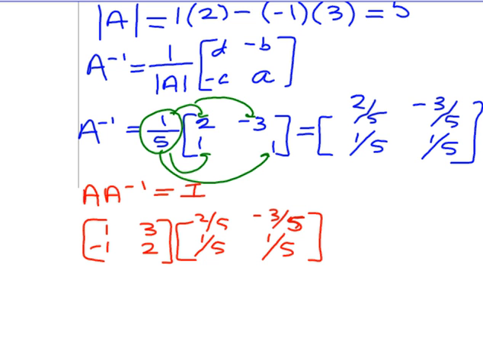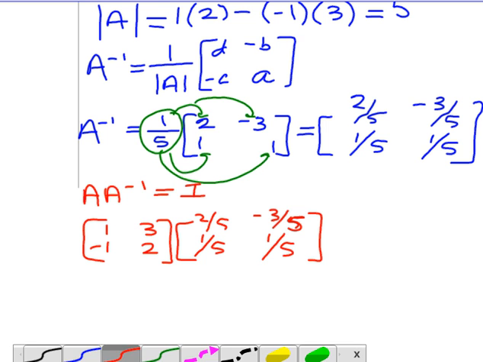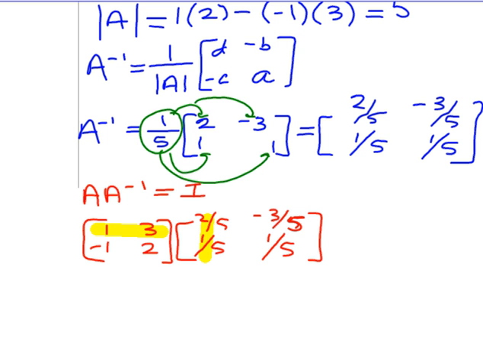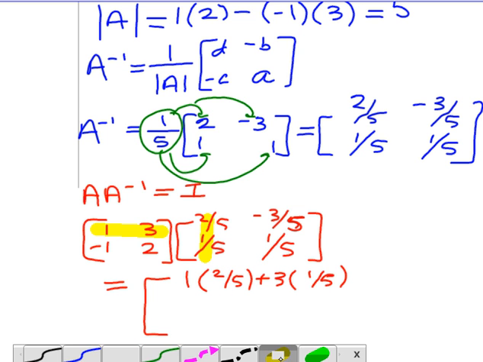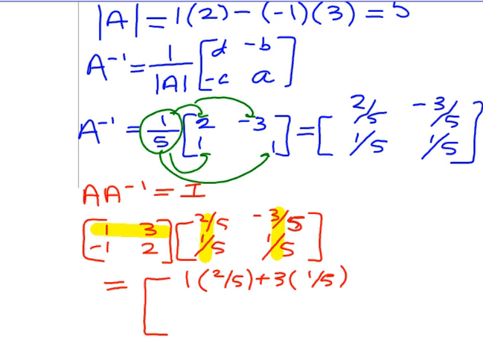And we're going to multiply this through our algorithm for multiplication, where we're multiplying rows by columns. And so for this very first one, we'll have 1 times 2/5 plus 3 times 1/5. And then we'll go from row 1 to column 2, where we'll then have 1 times negative 3/5 plus 3 times 1/5.